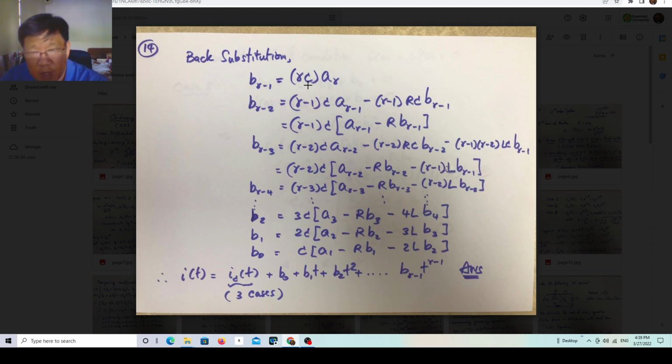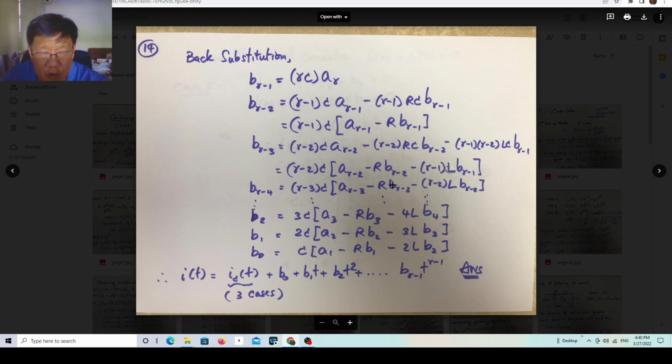In mathematics we call this a recurrent relationship. This means that you get one value leading to the other value in sequence. You get b sub r minus 1 here, you substitute b sub r minus 1 over here, and you get b sub r minus 2. When you get b sub r minus 2, you substitute it here, you get b sub r minus 3, and so on up to the first term.